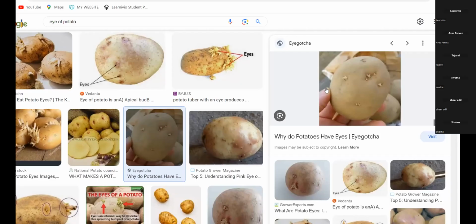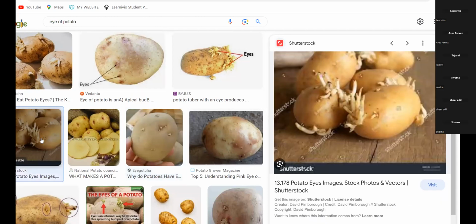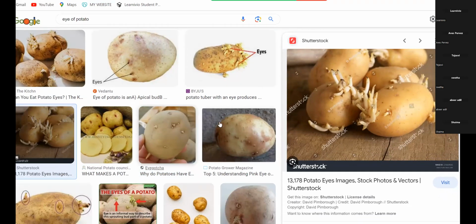So you can check here that these are the eyes of potatoes. When they are buried under the soil, like you see in this one, you can also see that when you keep the potato for a long time, these buds arise by themselves. We can say that these have the capability to give rise to new plants.